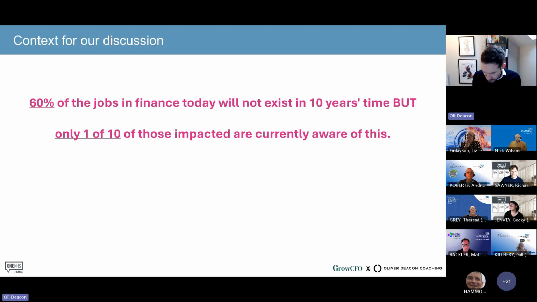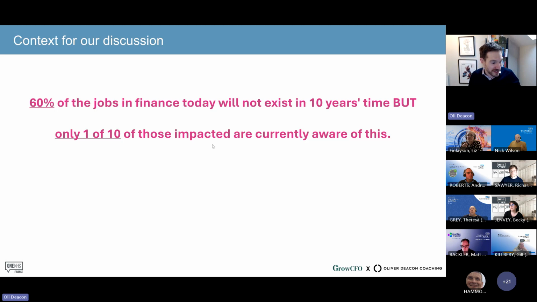Last February, not this February, a year ago in February, Gartner, the big people who do all the market research stuff, did a big survey of lots of CFOs and they asked, how long do you think before 60% of the roles in your finance teams don't look recognizable from what they are today?